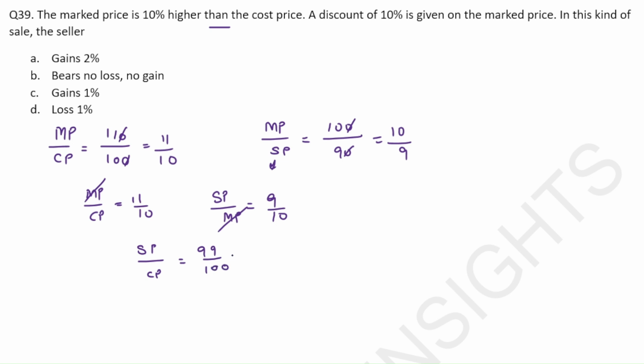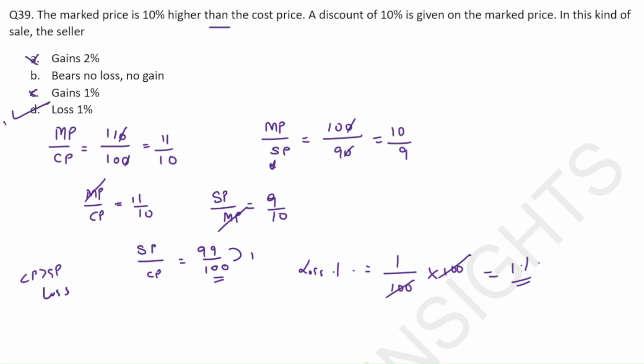So if you see this one, that means the person is getting a loss. Yes or no? Because SP is 99 and cost price is 100. So we know that when CP is greater than SP, this is the loss. So that means this option gets cancelled, this option gets cancelled. So loss by how much? By 1. So to find the loss percentage, what do we do? Difference of SP and CP, always with respect to CP. That means 1 by 100 into 100. So cancel, that means the person is getting a loss of 1%. So that means option number D is your correct answer.